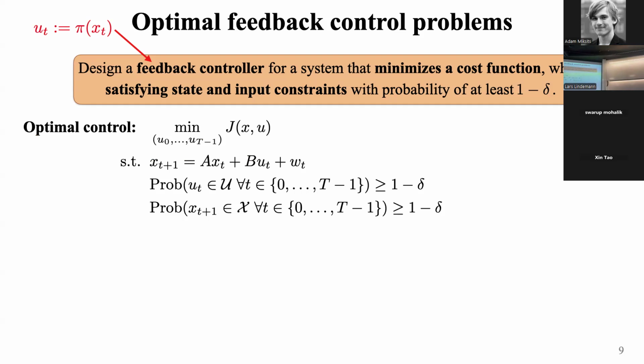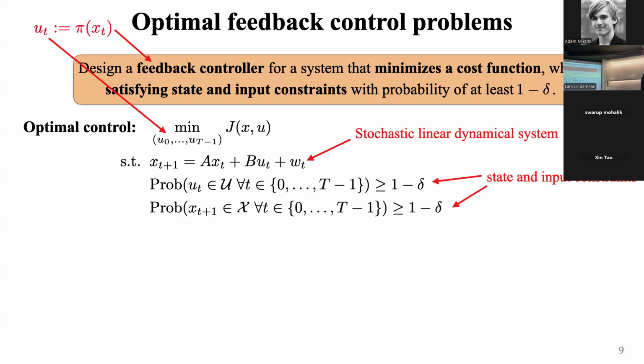And if we write this down, we get the following optimal control problem. We want to minimize, let's say, the overall goal is to find control inputs that are parameterized in this way that minimize some cost function, subject to, in this case, stochastic linear dynamics, and subject to the constraints that our state and input are in some sets with probability 1 minus delta.